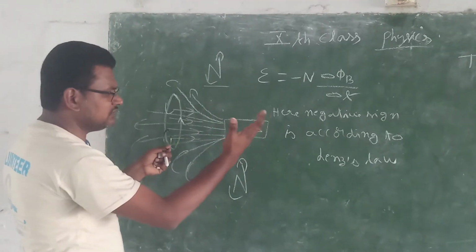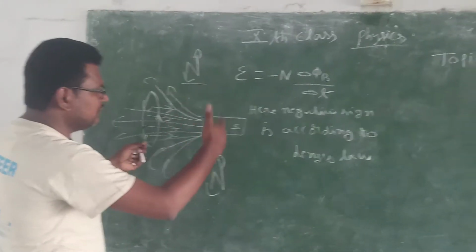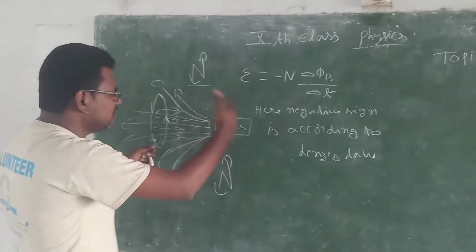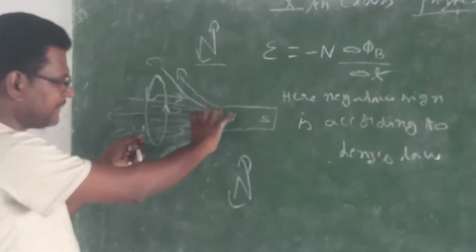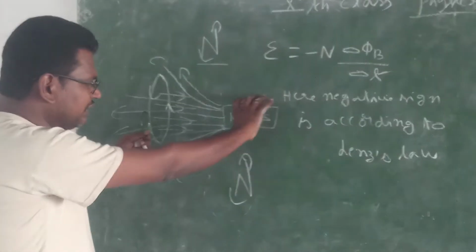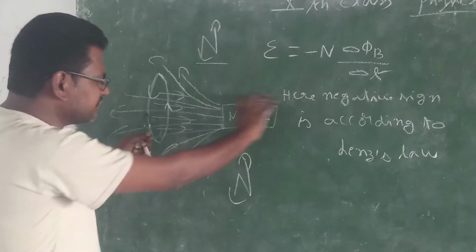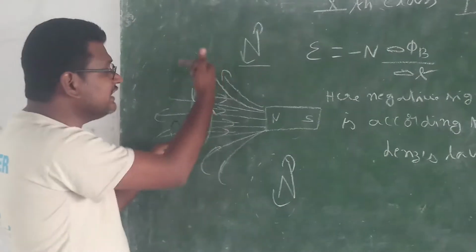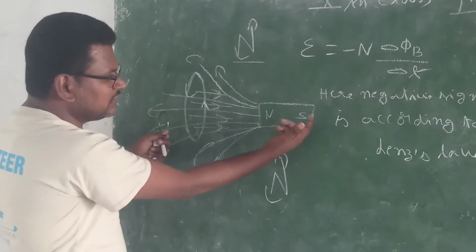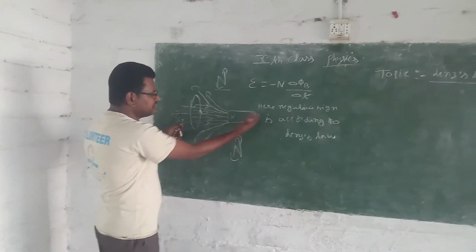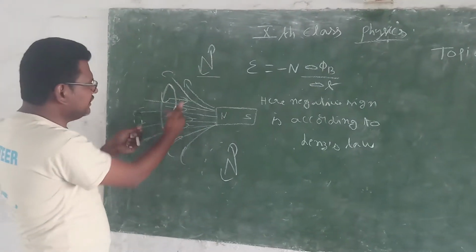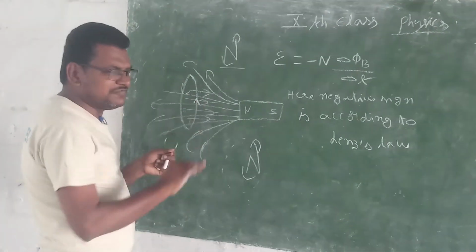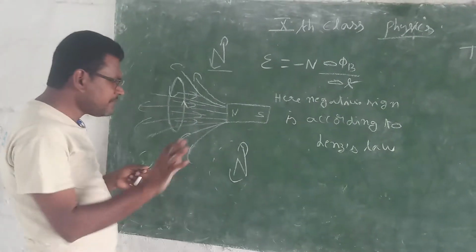In order to overcome this repulsive force, the external agent has to move the magnet towards the coil. That means here, the external agent is doing the work, giving mechanical energy, and this mechanical energy due to the motion of the magnet is converting into electrical energy, and this is the law of conservation of energy.